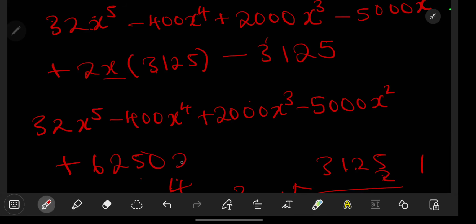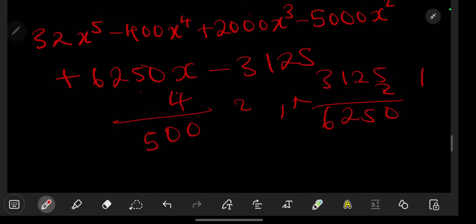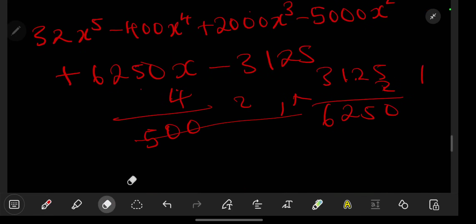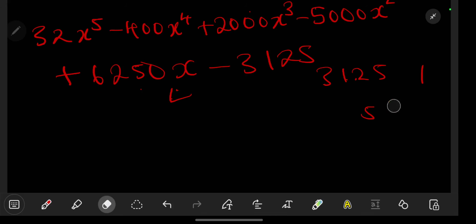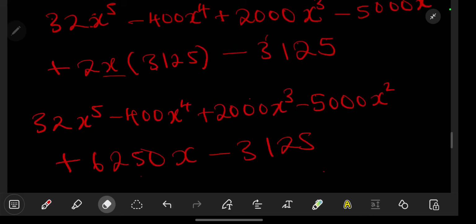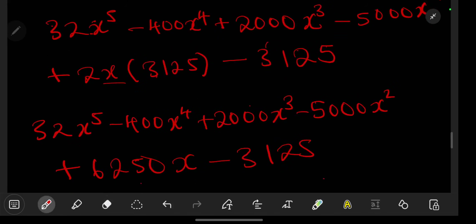So we write 6,250, then we attach it with this x. Then we have minus 3125 like that. Then this is our final answer. So this is our final answer that is required for that question. So this whole answer is the final answer.